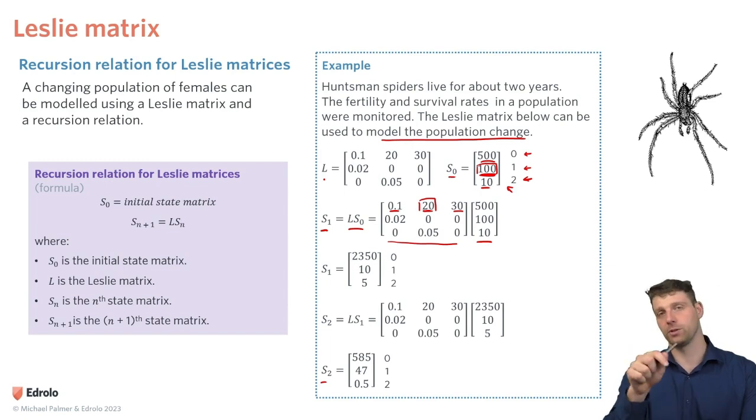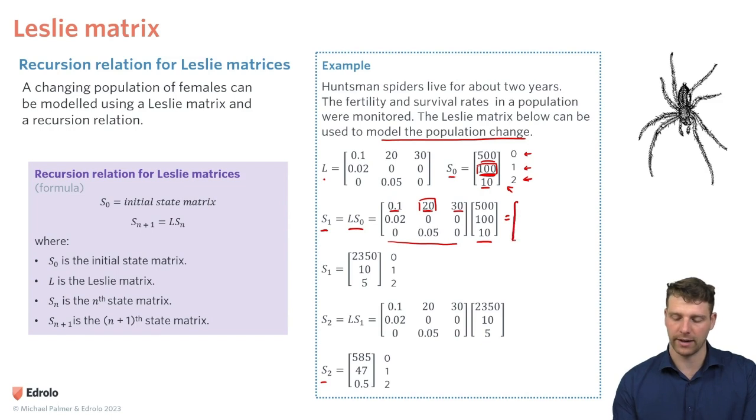So eventually when you do the product of those two things, you're going to get 20 times 100. Maybe I'll draw out what that would be. You can just do this on the calculator. If I'm going to compute these two things, I've got to do the first row with the first column. So that's going to be 0.1 times 500 plus 20 times 100 plus 30 times 10.